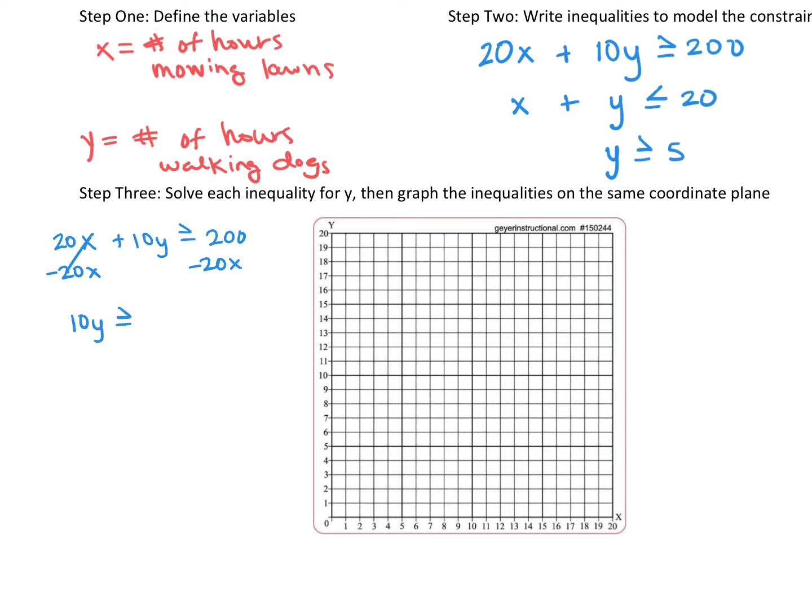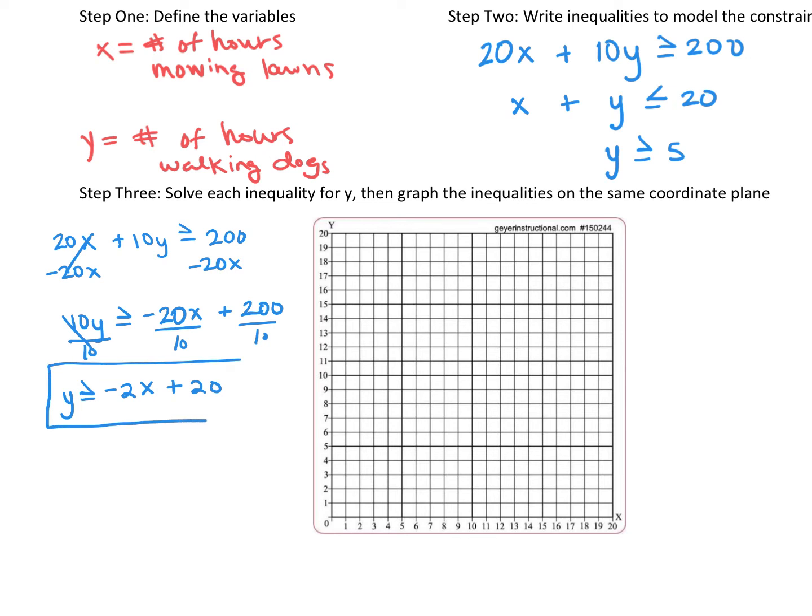10y is greater than or equal to, we're going to write the x term first so it's easier for us to graph, negative 20x plus 200. Now to get the y alone, let's go ahead and divide every term by 10. So we have y is greater than or equal to negative 20 divided by 10 is negative 2x plus 200 divided by 10 is 20. So this we are going to graph.